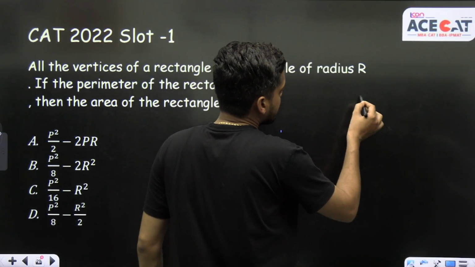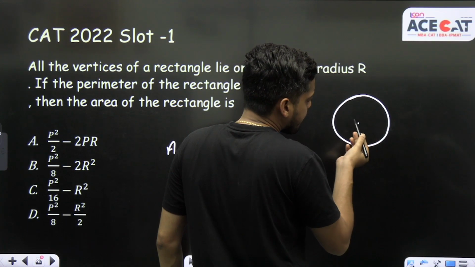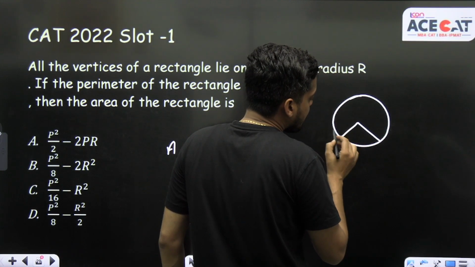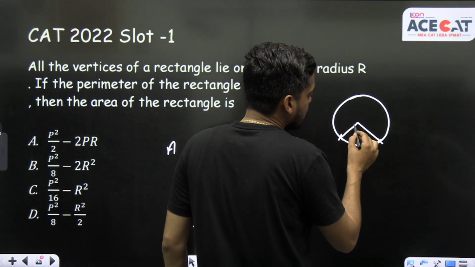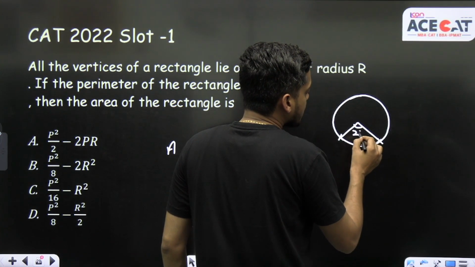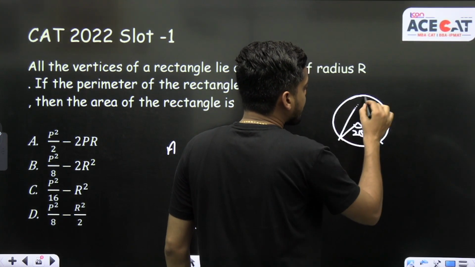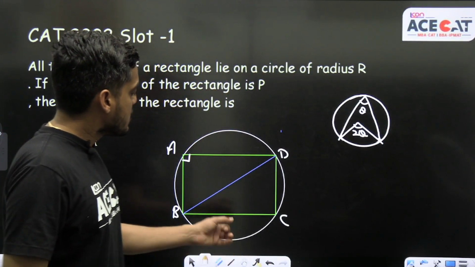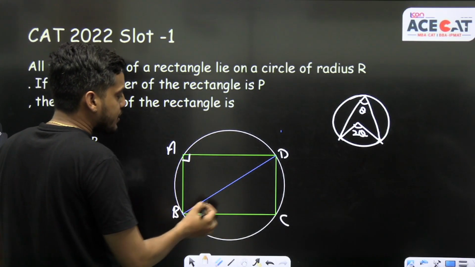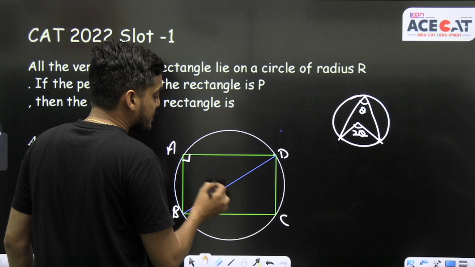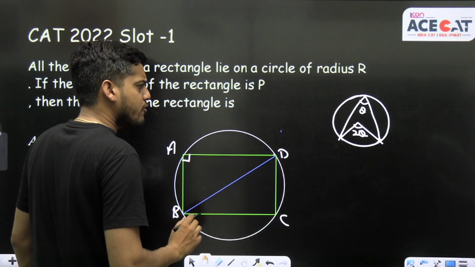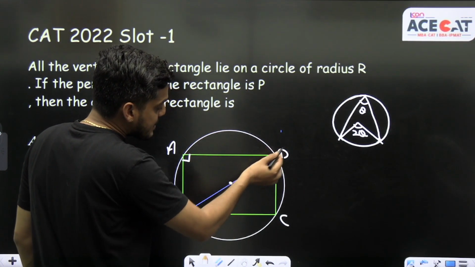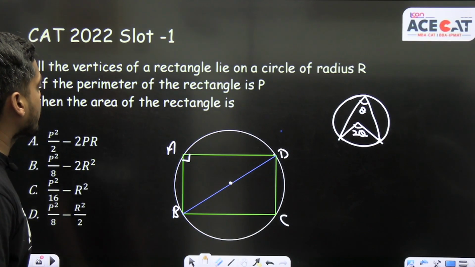If you don't know, let's revise this property. If we have the center here, the angle made by any two points of the circumference at the center is twice the angle made by the same points on the circumference. Similarly, if you have 90 degrees here from these two points, then at the center it must be twice of 90, which means 180. It means it is a straight line and the center is lying on this line. I hope it is crystal clear to you.